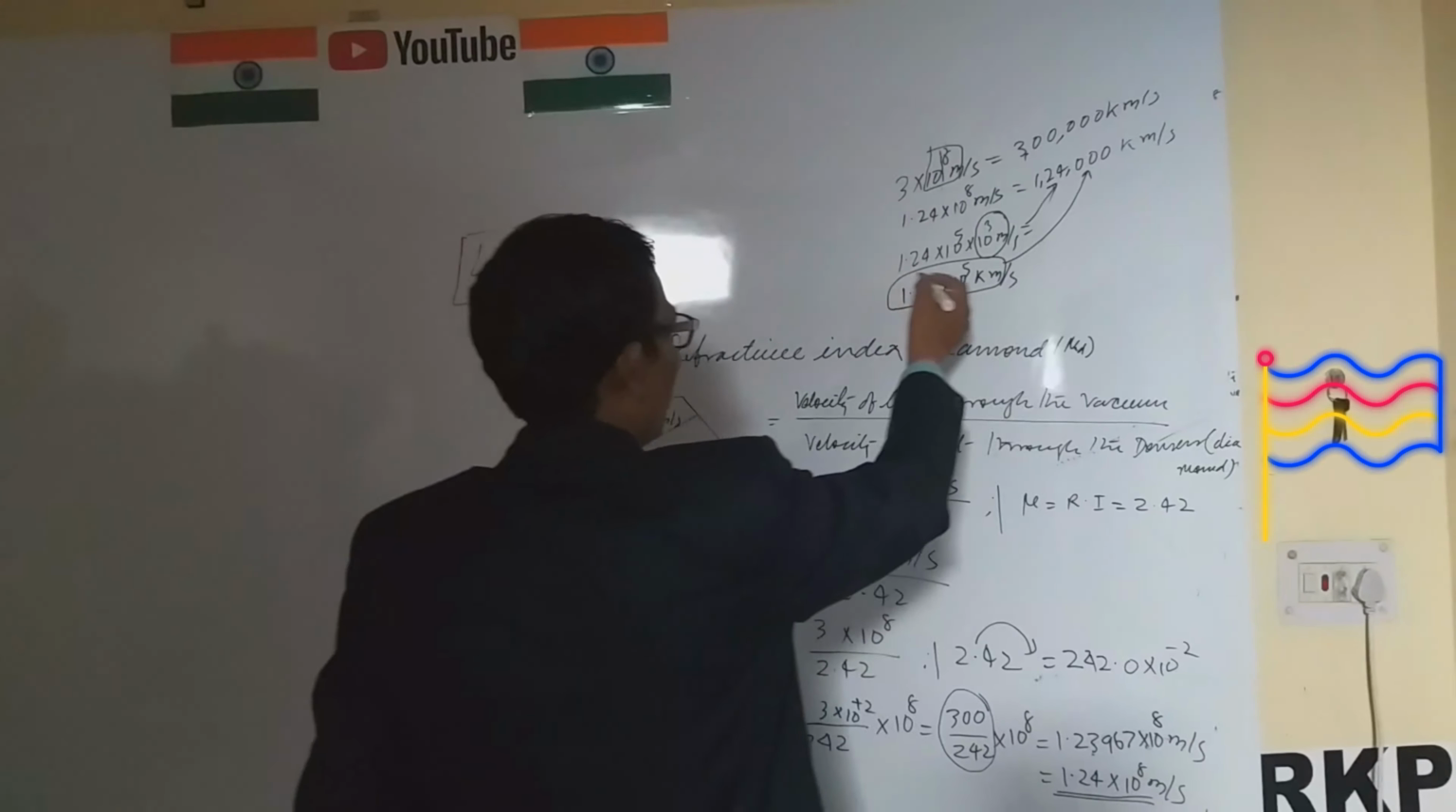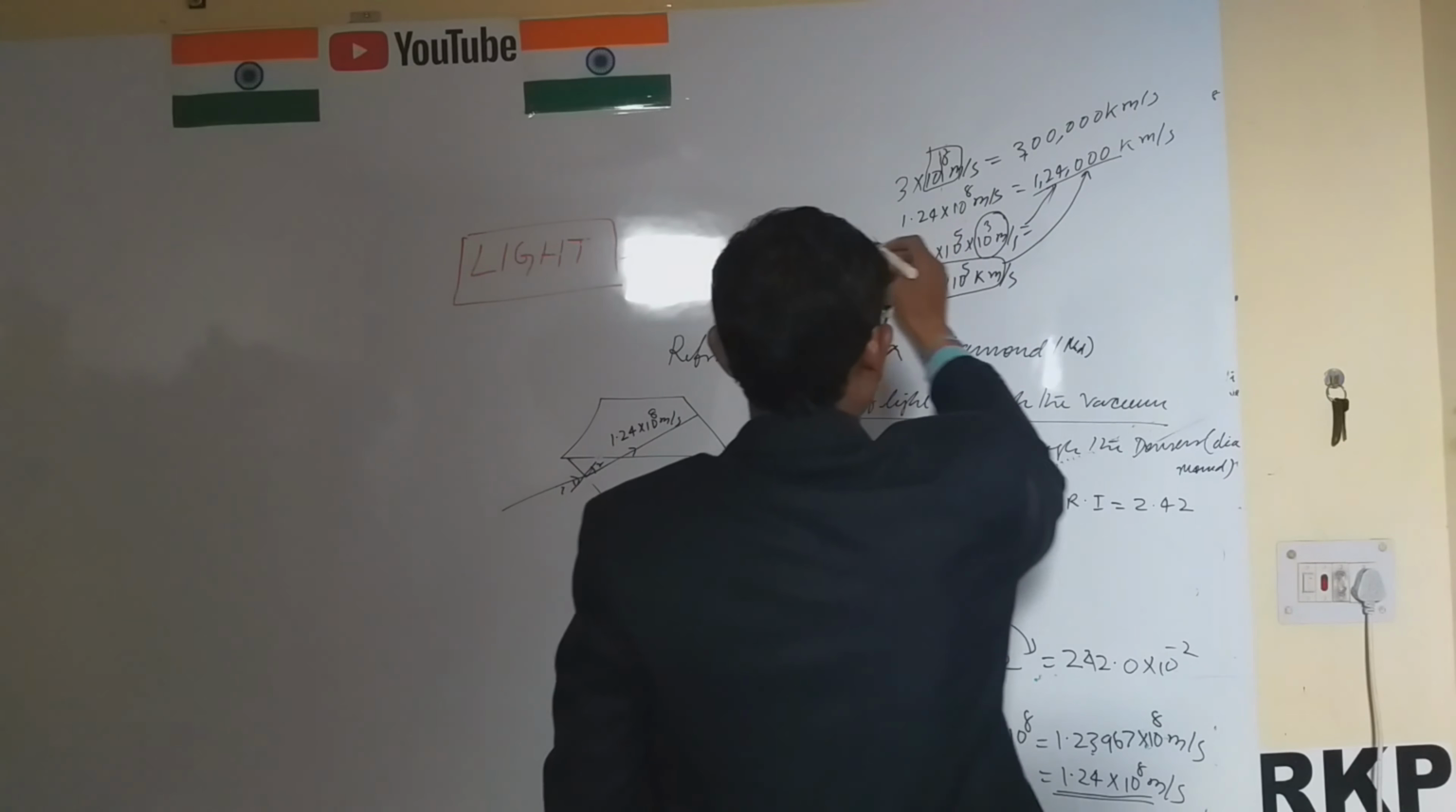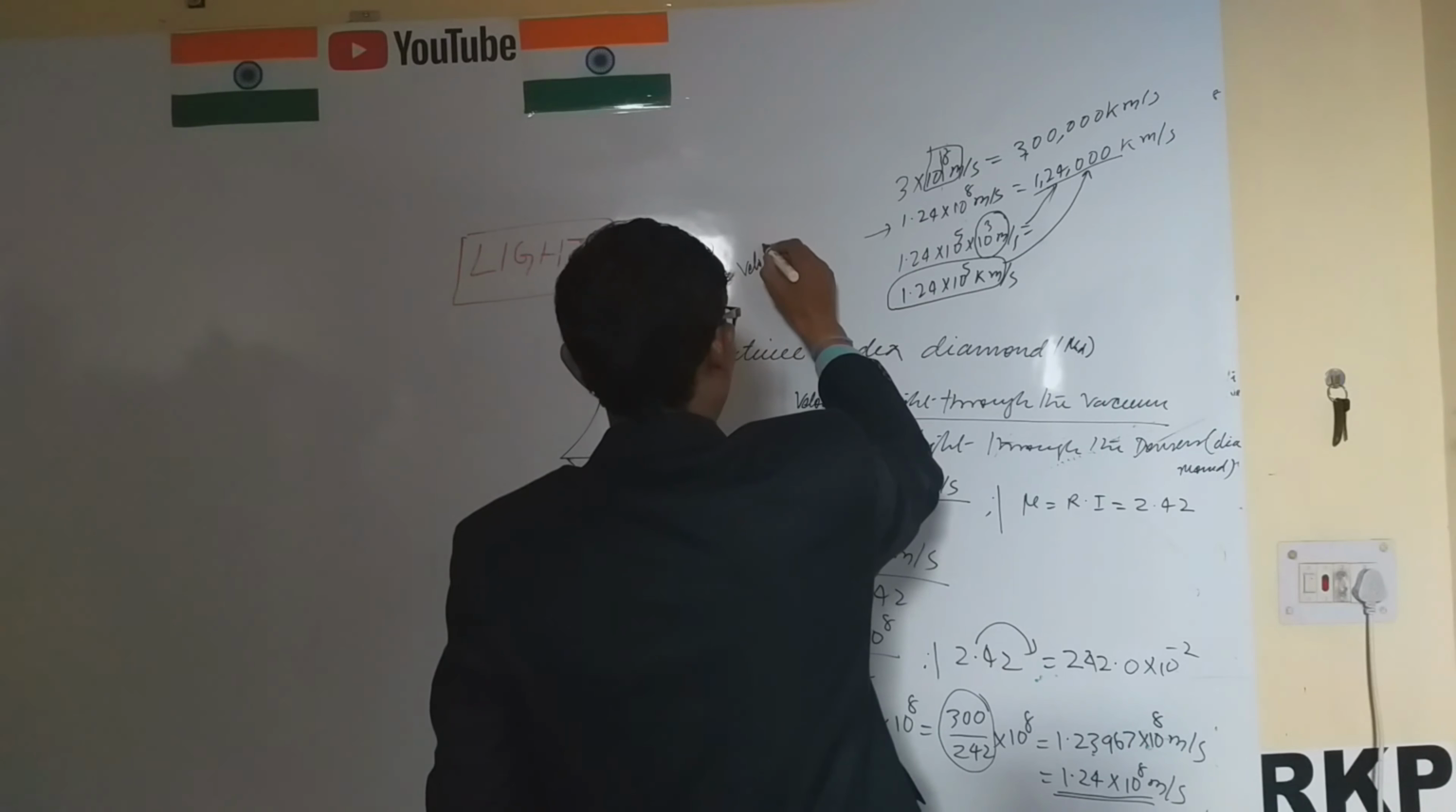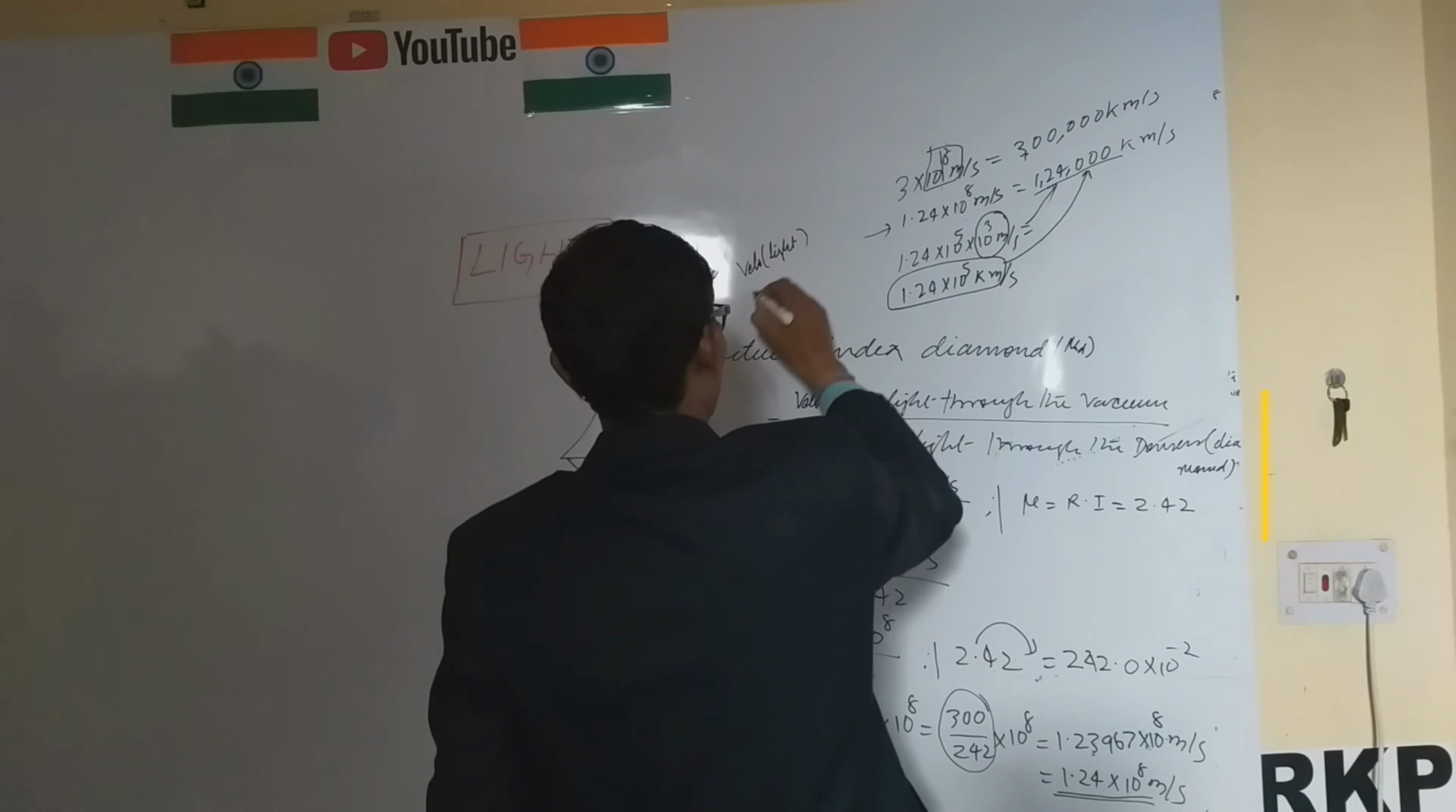This is the velocity of light through the diamond.